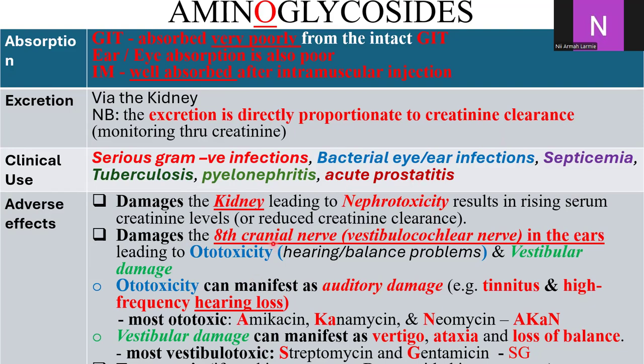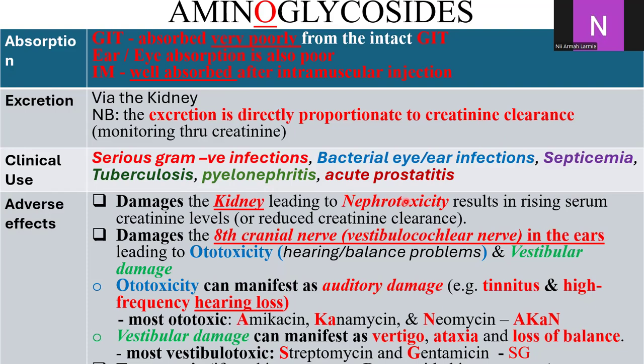Second, we said it causes ototoxicity, and ototoxicity can occur in two ways: vestibular damage, and auditory damage, which is manifested as tinnitus or hearing loss. This is because of its effect on the eighth cranial nerve, the so-called vestibulocochlear nerve, which is found in the ear. Damage to this nerve is what results in its ototoxic effects.